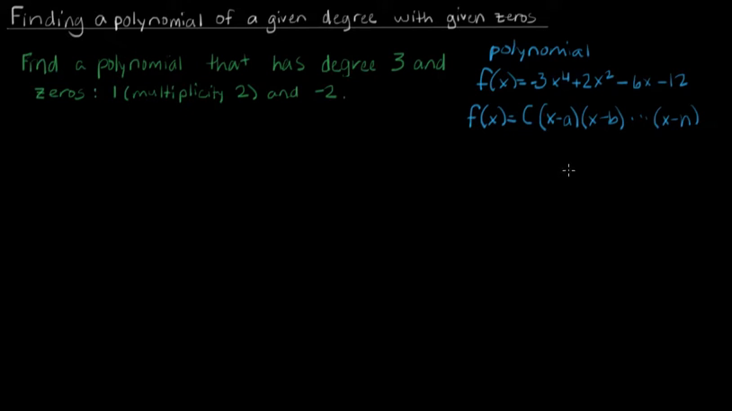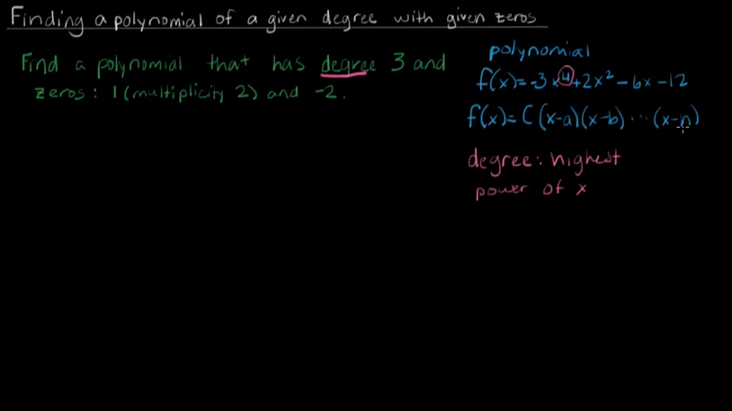And one more thing about polynomials I want to talk about is their degree. So the degree of a polynomial is just the highest power of x. So in this case, it would be degree 4. So in this example, it's degree 4.